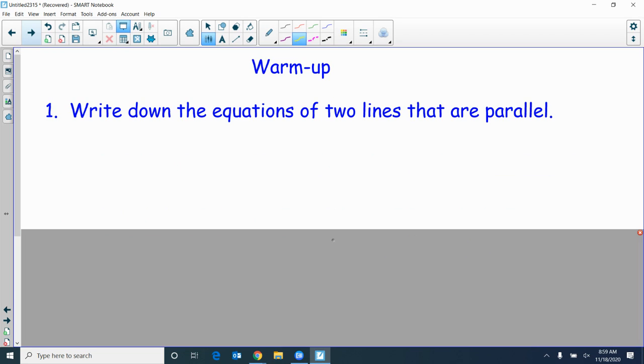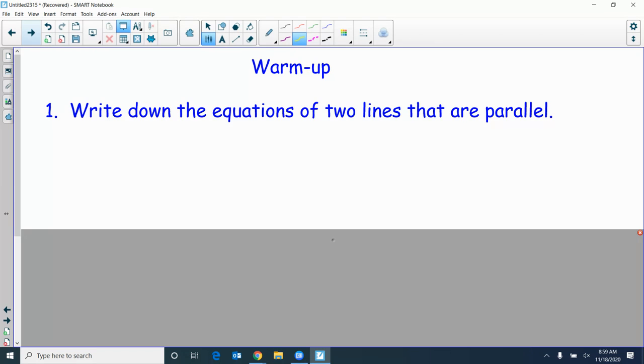All right, so let's take a look. Let's attack this first one. Write down the equation of two lines that are parallel. Any two lines. And this problem is either super simple or super hard. Let's go for super simple. All right, anybody, give me the equation.